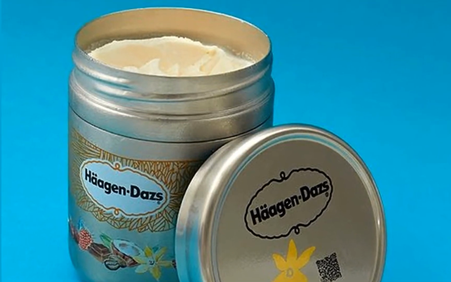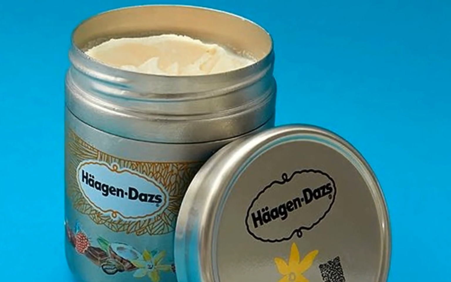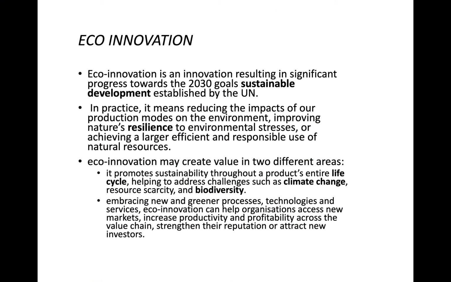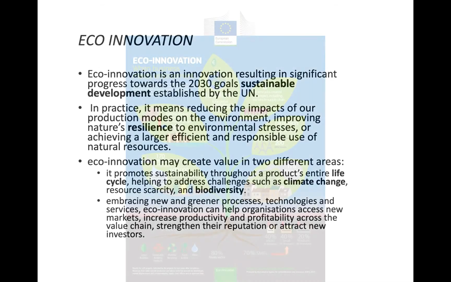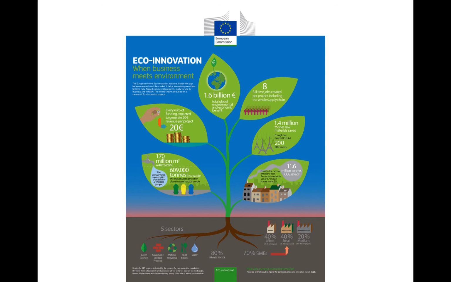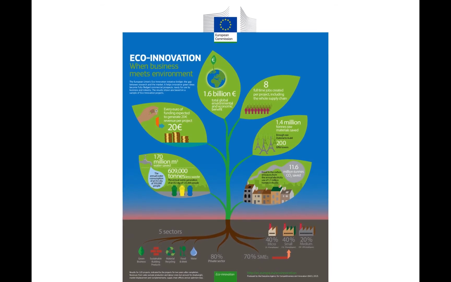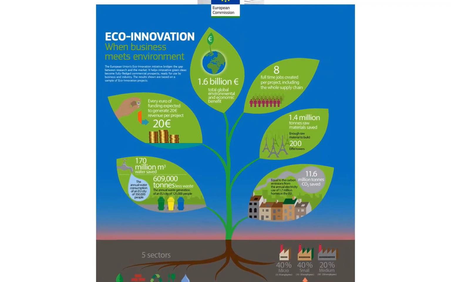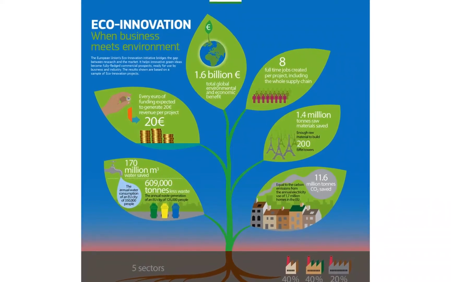On this theme of sustainability, we should actually also add a fifth category to the four listed by Oslo in terms of innovation in business, and this would be eco-innovation, which follows from the UN Environment and the European Commission's sustainability goals. Eco-innovation is an innovation that results in significant progress towards the 2030 Sustainable Development Goals established by the UN. In practice, it basically means reducing the impacts of our production modes on the environment, improving nature's resilience to environmental stresses, or achieving a more efficient and responsible use of natural resources.